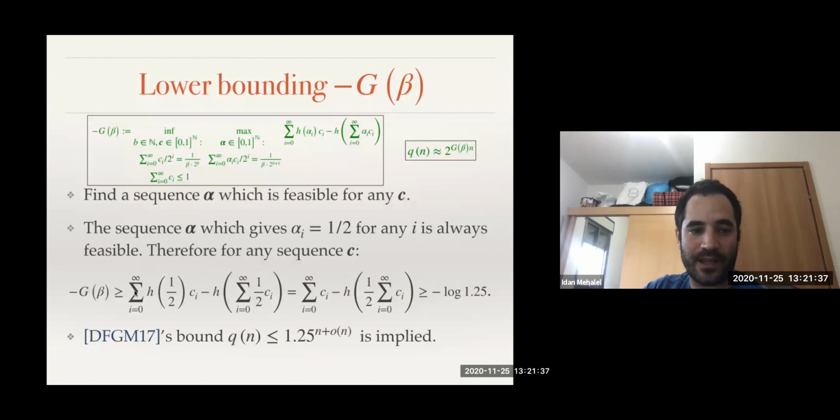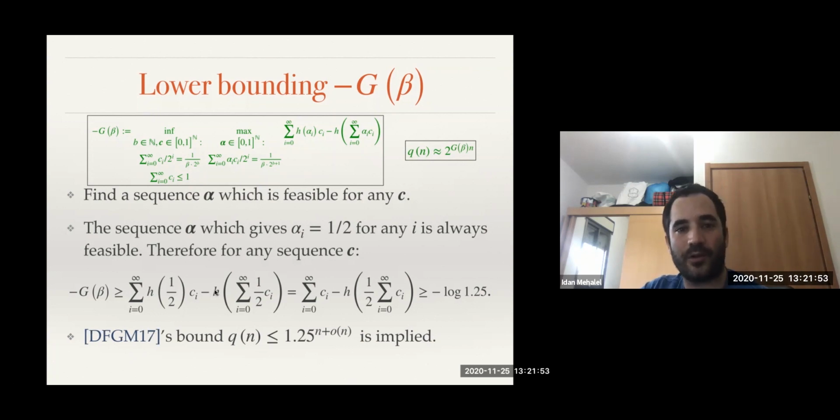So by this simple lower bound on minus g of beta, we can derive the upper bound of Q of n, which is at most 1.25^n, which is a main result in DFGM 17.